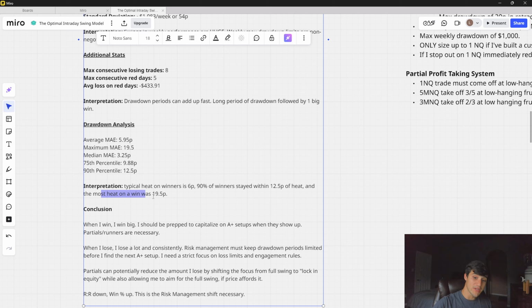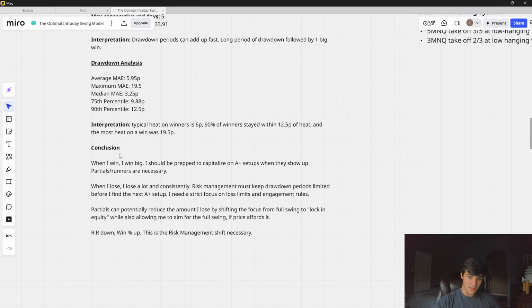Okay, so for my winning trades, 90% of those winning trades stayed within a drawdown, meaning I incurred a drawdown of 12.5 points on 90% of those winning trades before it turned into a winning trade. So basically, I just come up with an overall conclusion from this data, and here it is.